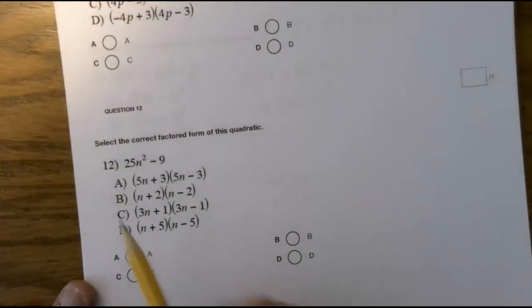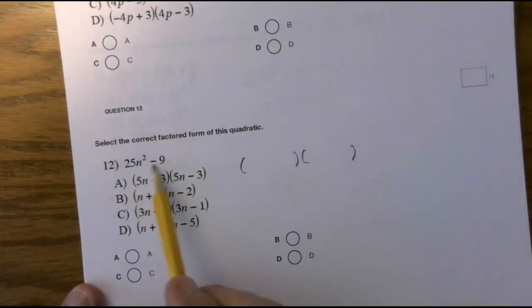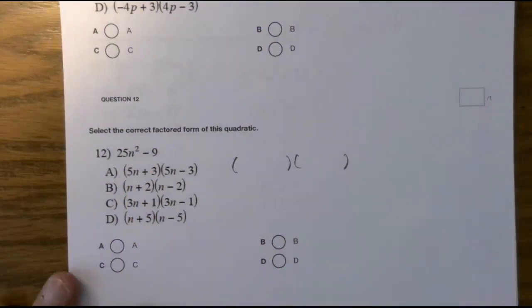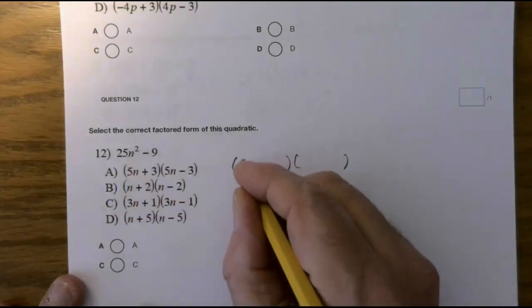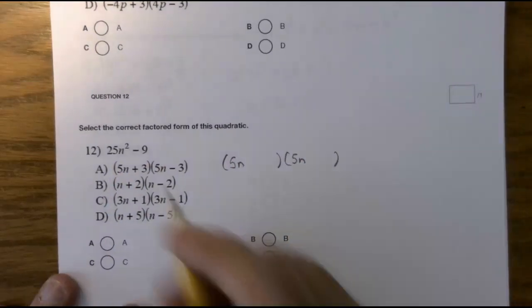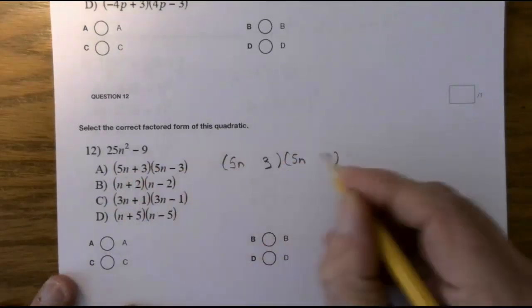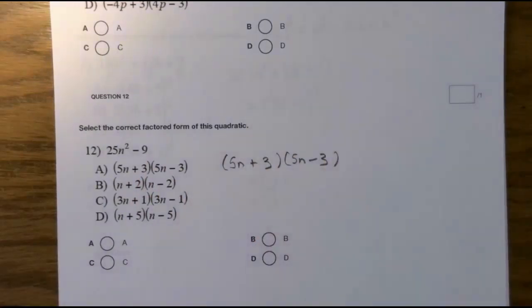All right, last one, same thing. It factors to a conjugate pair because it's the difference between two squares. The square root of 25n squared is 5n. So that goes there and there. The square root of 9, again, is 3. So it's a plus minus. All right, I think that's it.